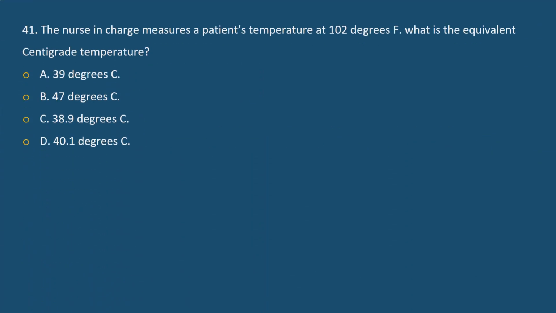Question 41. The nurse in charge measures a patient's temperature at 102 degrees F. What is the equivalent centigrade temperature? A. 39 degrees C, B. 47 degrees C, C. 38.9 degrees C, D. 40.1 degrees C.